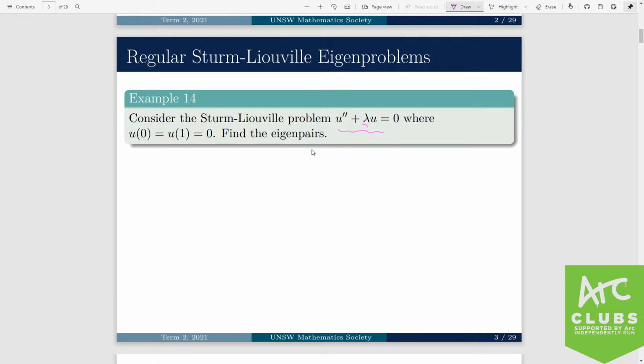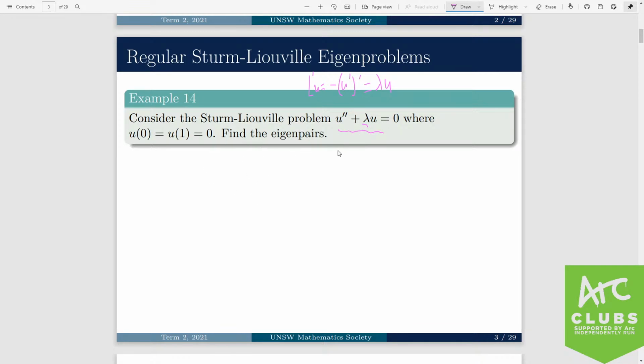So find the eigenpairs. Essentially, what it's saying is that if we move this over, we get minus u double dash equals lambda u, so we're solving minus u double dash equals lambda u. And so the solutions will be eigenpairs, and we'll write L u. So finding the u's, the eigenpairs are essentially finding the solutions and the corresponding eigenvalues. So we just solve it normally as we would with any differential equation.